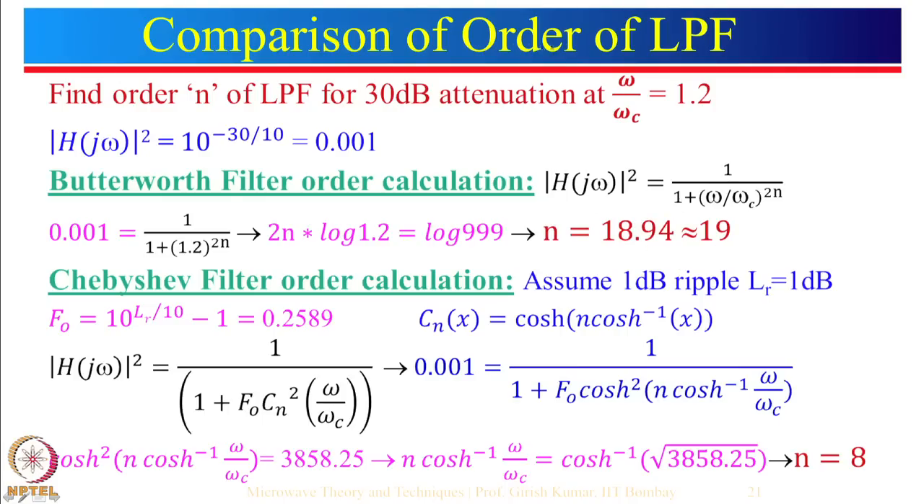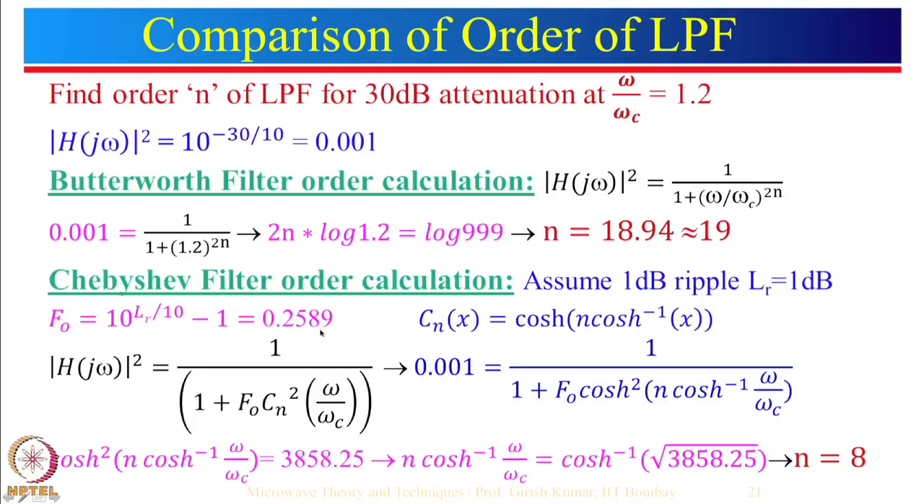So, that means to realize this particular thing, you need a 19th order Butterworth filter. Let us see what happens if we want to realize using Chebyshev filter. Here in this particular example, we have assumed 1 dB ripple in the pass band. So, LR is equal to 1 dB. Now, first calculate F0. F0 is given by this expression. Substitute the value of LR as 1, you will get F0 equal to this.